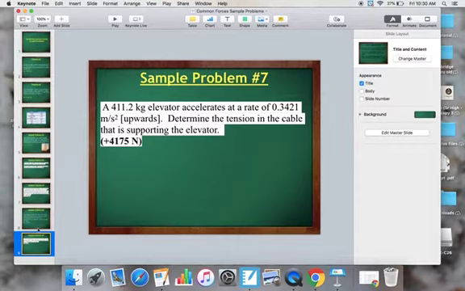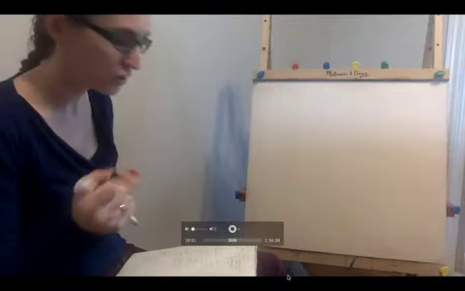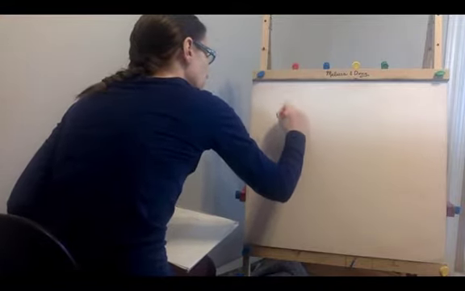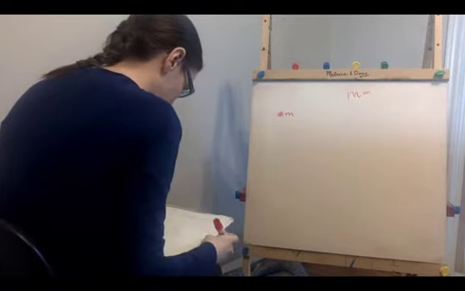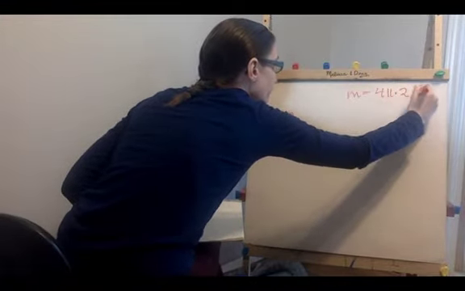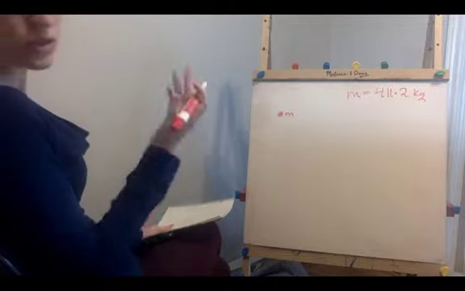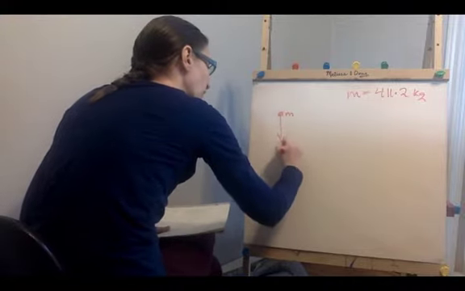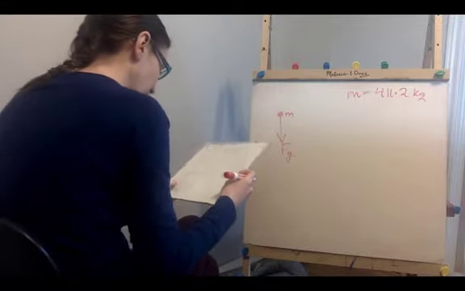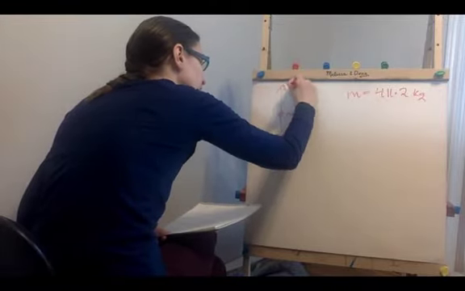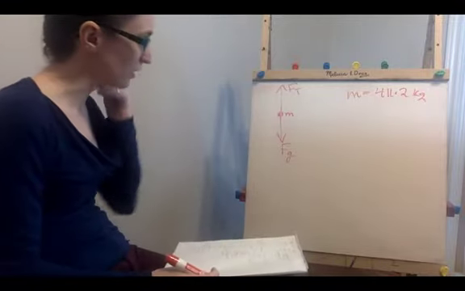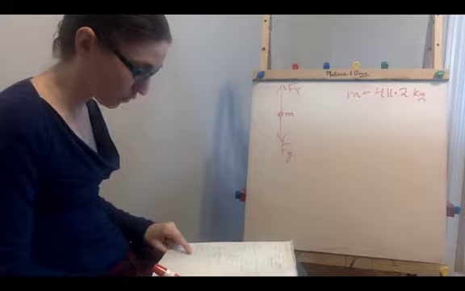Once again, free body diagram to start, to get an idea of what's happening in this question. So you have an elevator, that's our mass, given to us as 411.2 kilograms. An elevator is suspended, so you've got a force of gravity acting on the elevator, and you also have the force of tension in the cable keeping the elevator up. It's asking what this force of tension is, given that the acceleration is 0.3421 meters per second squared.